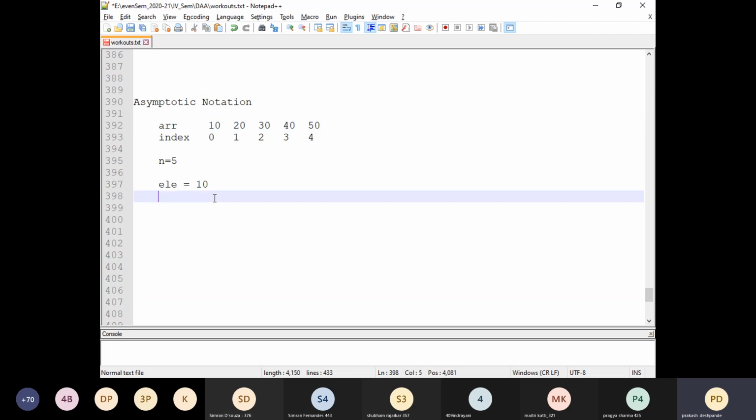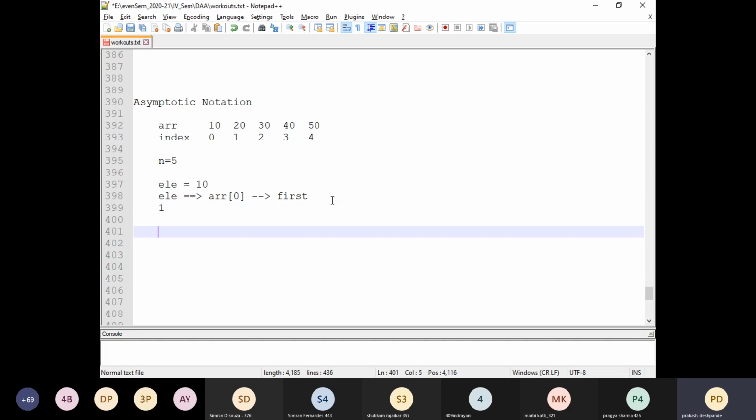So this time, when the search element was the array element at the 0th index, the first element, the time complexity was just 1. It was just 1 because the first time itself we got the search result. The algorithm gave us a proper result.